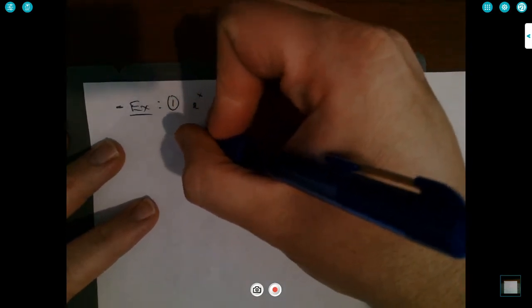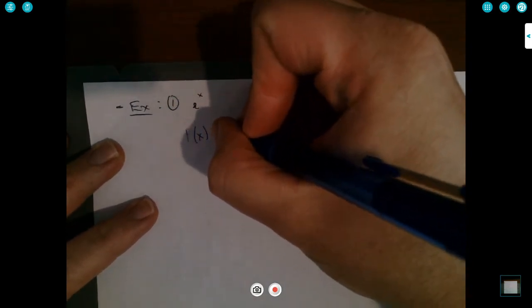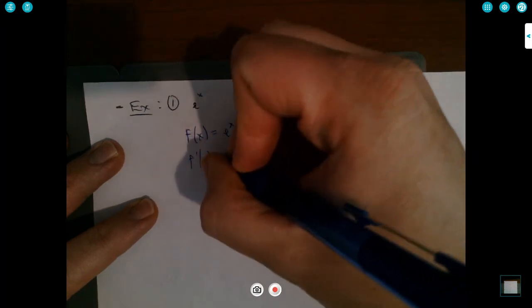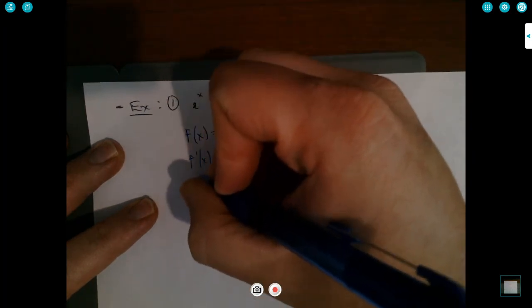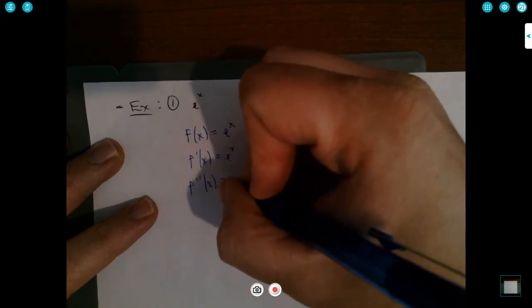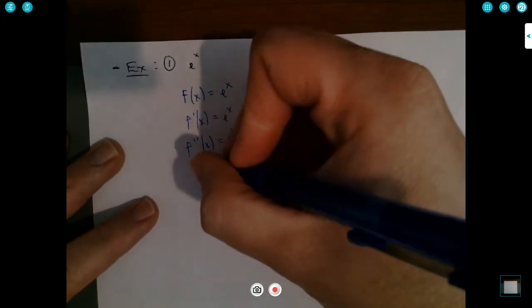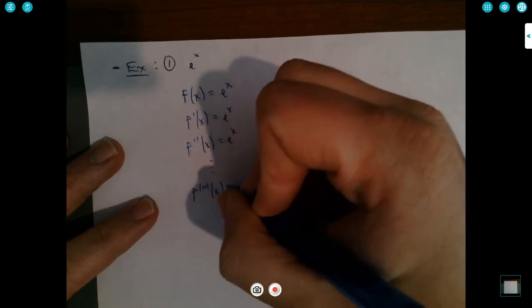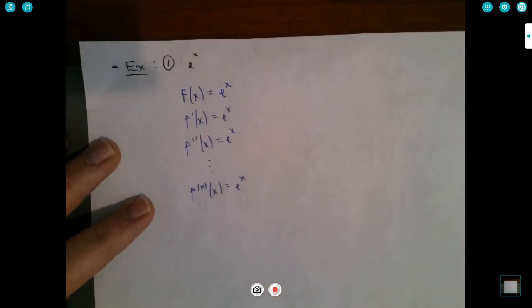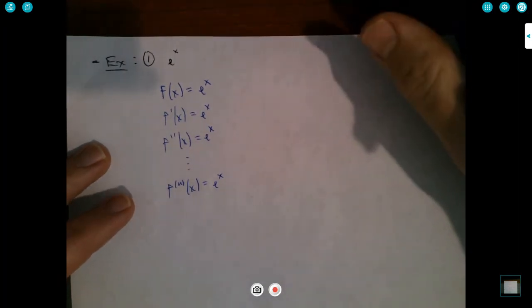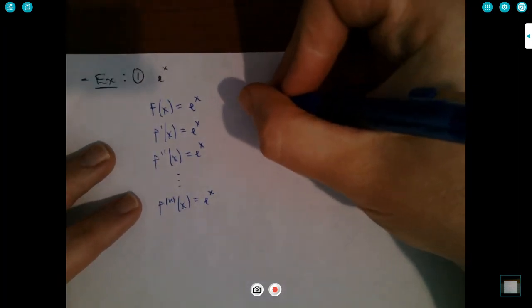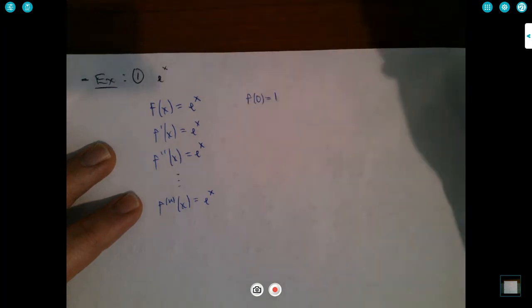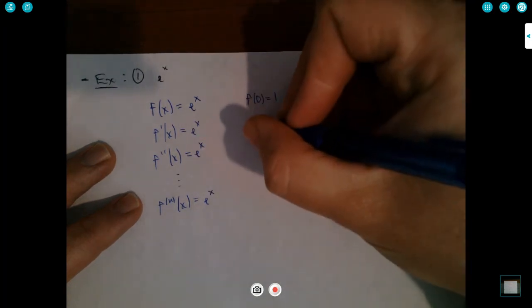Well, that's not very interesting, right? So first of all, f of x is e to the x. That means that f prime of x is e to the x, and f double prime is e to the x, and so forth, right? So that's really boring. The nth derivative of e to the x is still just going to be e to the x, right? When we evaluate these things at 0, we're going to get 1, right? E to the 0 is 1.